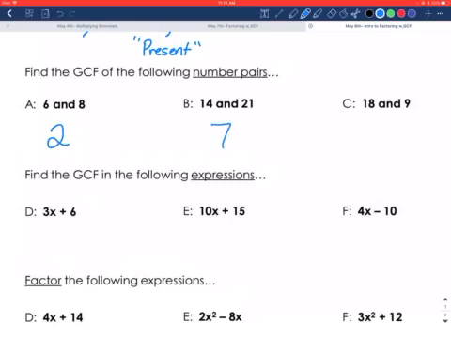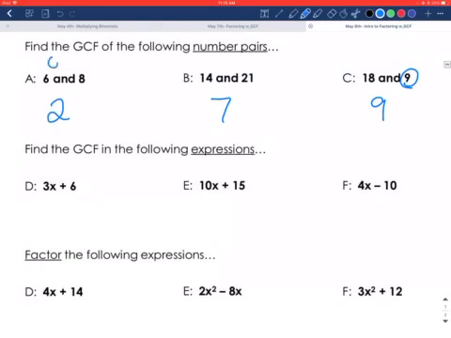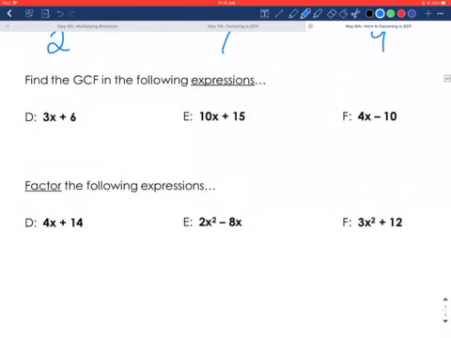So with B, that's just going to be 7, and with C, that's going to be 9. Be careful, because sometimes it might be one of the numbers that we're talking about. So find the GCF in the following expressions. So here we have 3x and 6. This is just like if I gave you 6x and 8, our GCF will be 2. If I gave you 14x and 21, our GCF will be 7. So the same concept, we're just applying it to binomials now. So both of these are divisible by 3, E by 5, and F by 2.